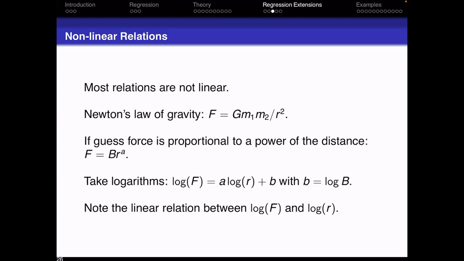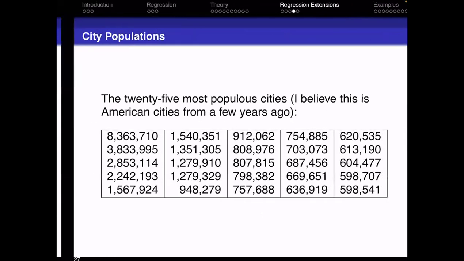So if we take logarithms, we get the log of f is equal to a log r plus b, where little b is the log of big B. And now notice we have a linear relationship between the log of f and the log of r. So a power relationship becomes a linear relationship under logarithms.